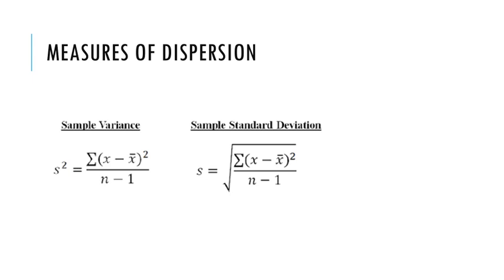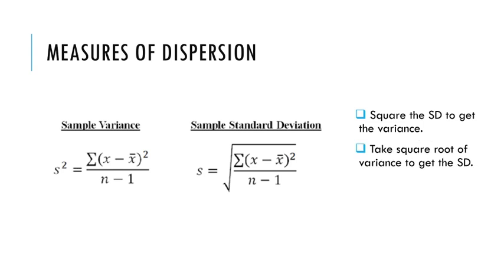Let's take a second and look one more time. We've got our equation for sample variance, and notice it doesn't have that radical on it. Then we've got our equation for sample standard deviation, and it does have the radical. One is simply the square root of the other, but other than that, they're exactly the same. So variance and standard deviation are very similar measures, where one is the square root of the other. We square the standard deviation to get the variance, and we take the square root of variance to get the standard deviation. Plain and simple.